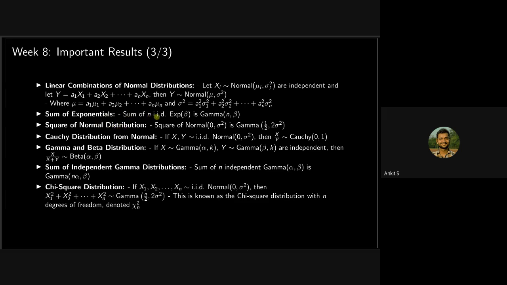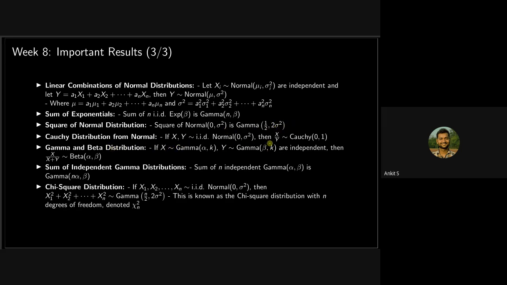So the sum of n IID exponential random variables is simply gamma. These relationships are very important and come very handy when you are solving problems. It is usually said that the gamma random variable is a generalization of the exponential random variable, right? When you add n exponential random variables, you get a gamma distribution. Then when you square a normal random variable, you get a gamma with some alpha, some beta.